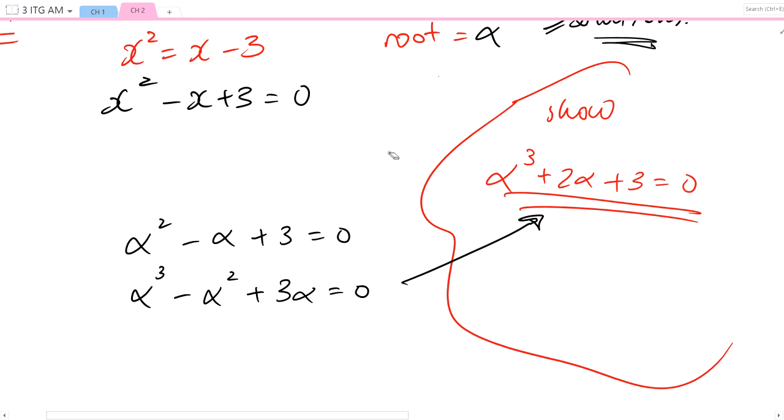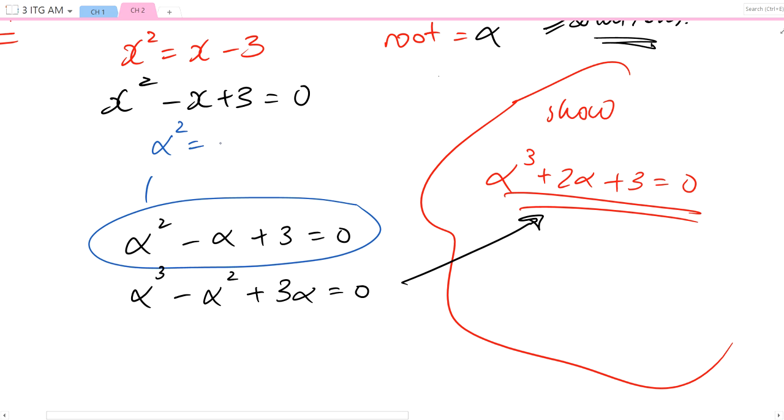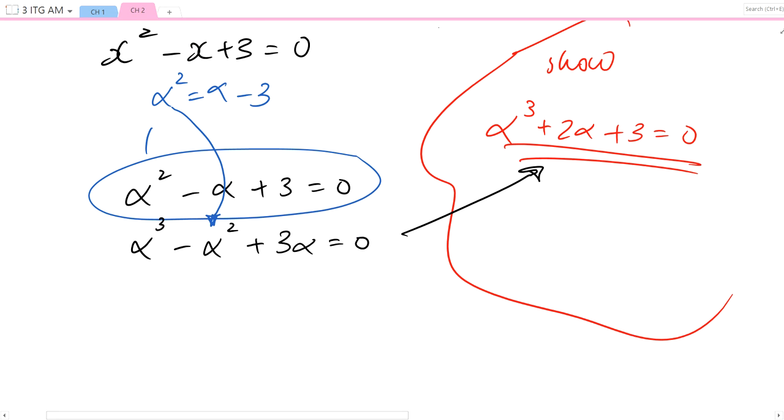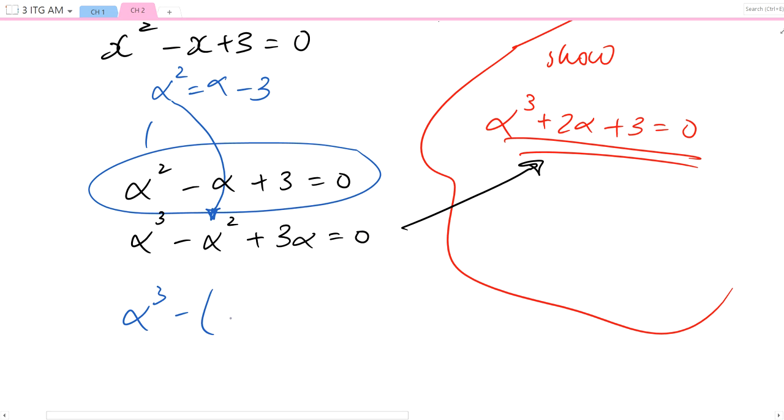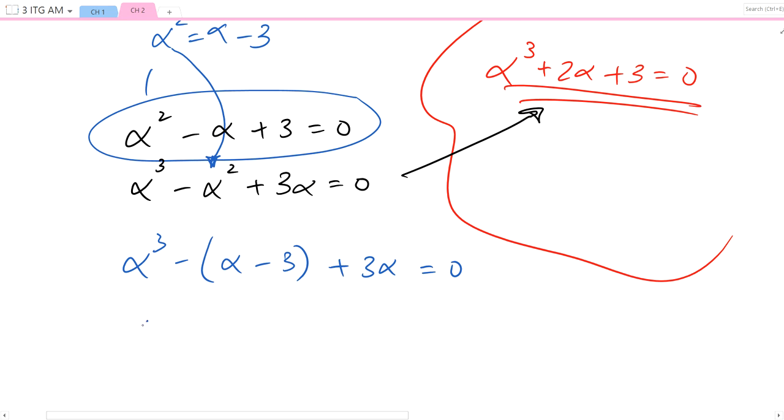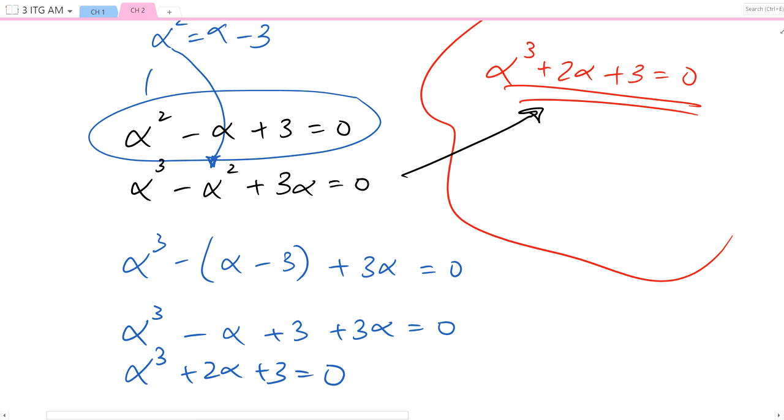According to this, you see, we are going to be doing a lot of manipulation. According to this, alpha square is actually equals to alpha minus 3, right? What if I substitute that in? Substitute that inside here. Okay, what do I get? Alpha cubed minus alpha minus 3 plus 3 alpha equals to 0. Am I right? Okay, so alpha cube minus alpha plus 3 alpha equals to 0. Alpha cube plus 2 alpha plus 3 equals to 0. And shown.